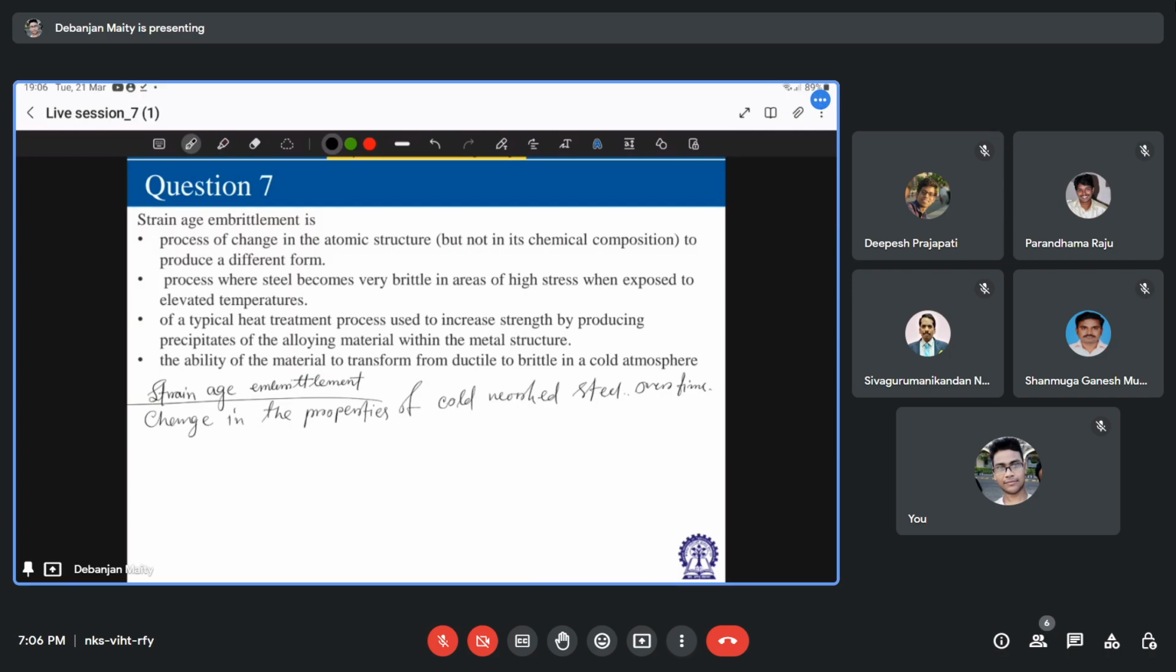So the first component for strain age embrittlement to happen is to induce some residual stress which cannot be relieved. What is the second component? What is another reason for which strain age embrittlement can occur?